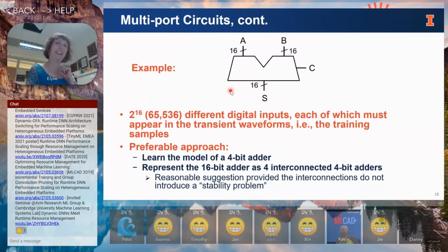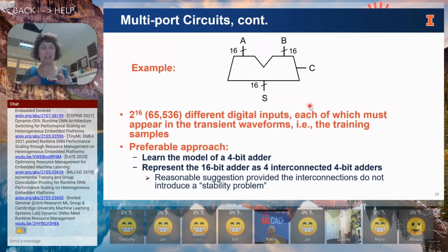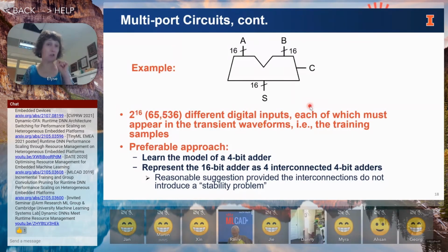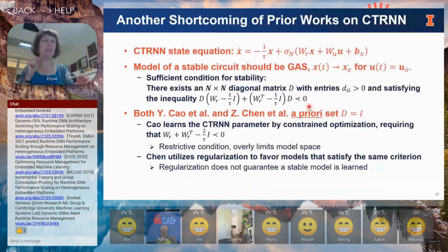So let me suggest a different modeling approach. What if we instead learned the model of a 4-bit adder, and then we represented this circuit as the interconnection of 4 4-bit adders? That approach would address our training problem and is a very promising approach, provided that the interconnections between those models do not introduce a stability problem. And so that's what I want to focus on next: the stability of these behavioral RNN models.